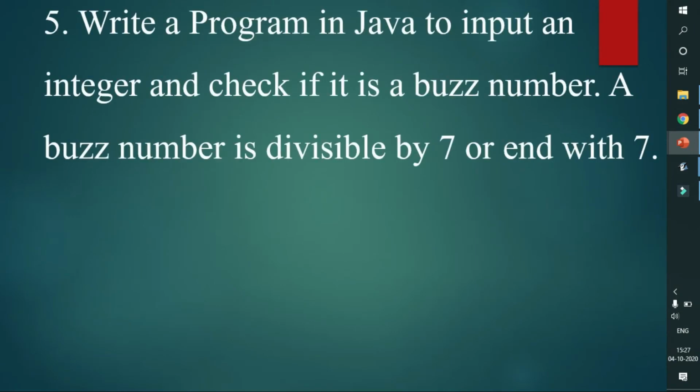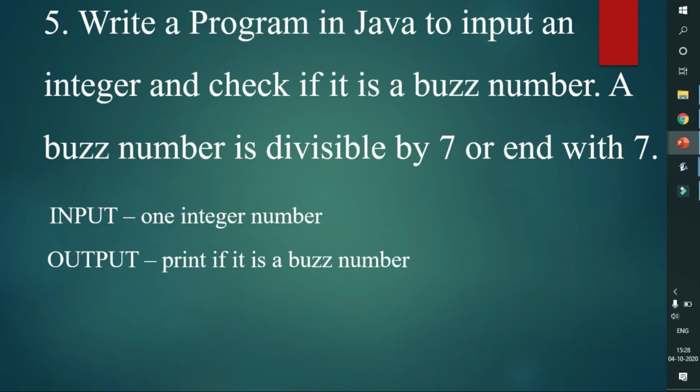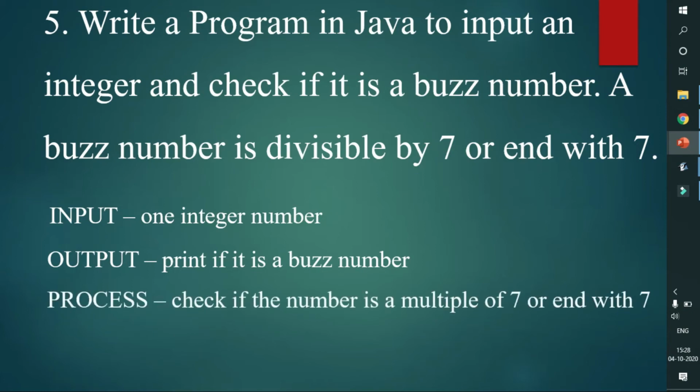Write a program in Java to input an integer and check if it is a bus number. A bus number is a number that is divisible by 7 or ends with 7. So here the input is again just one integer number and the output is to print if it is a bus number. That is, we have to check if the number is divisible by 7 or if it ends with 7.